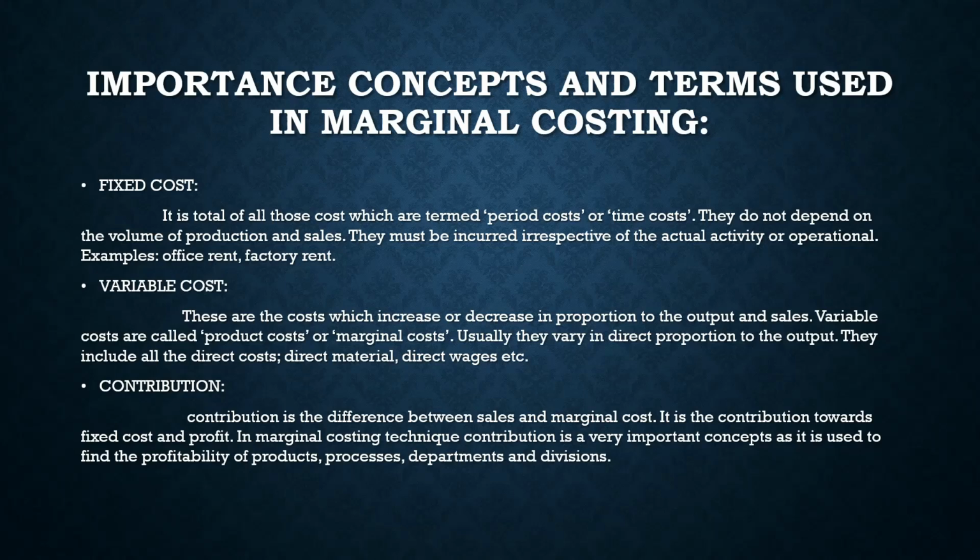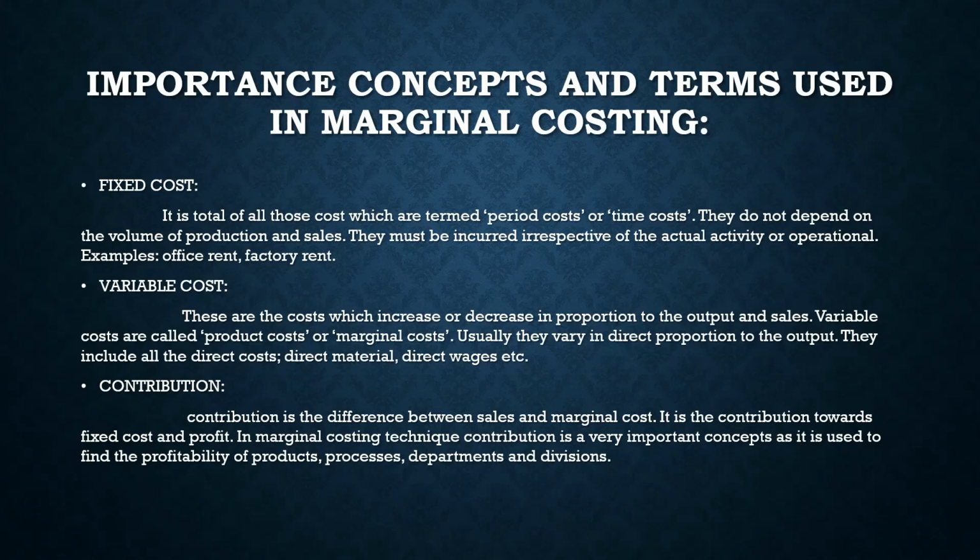First one is fixed cost. Fixed cost is the total of all those costs which are termed period cost or time cost. They do not depend on the volume of production and sales. They must be incurred irrespective of actual activity or operations. For example, office rent or factory rent. So fixed costs are those that remain constant irrespective of the level of production or sales.